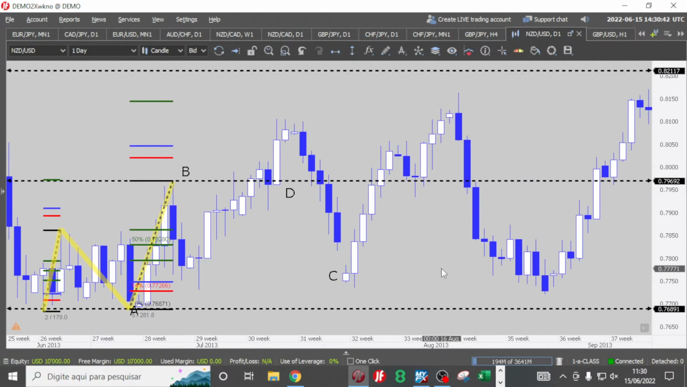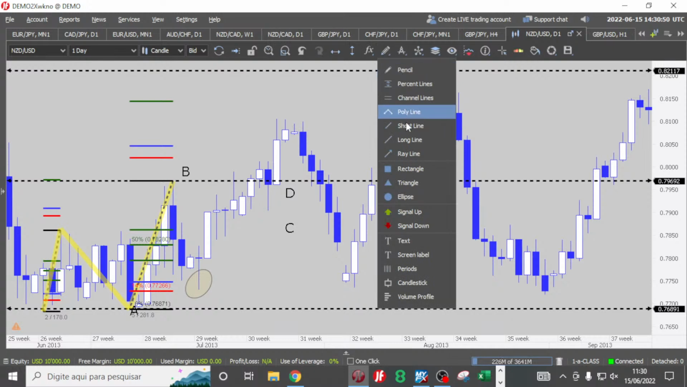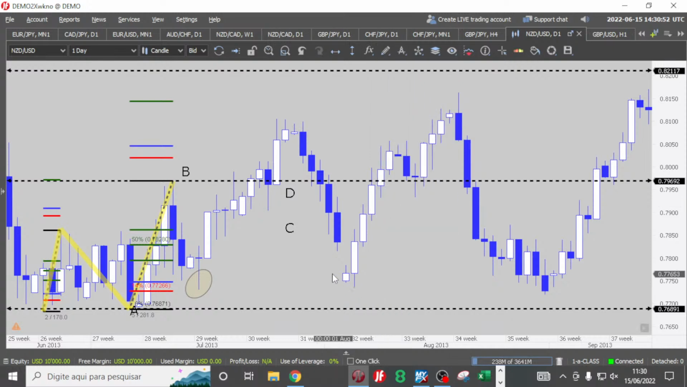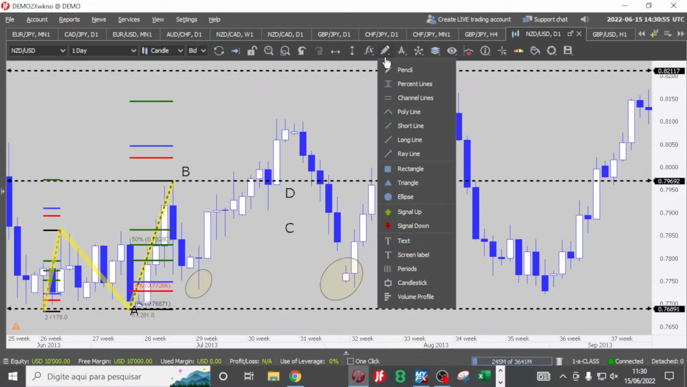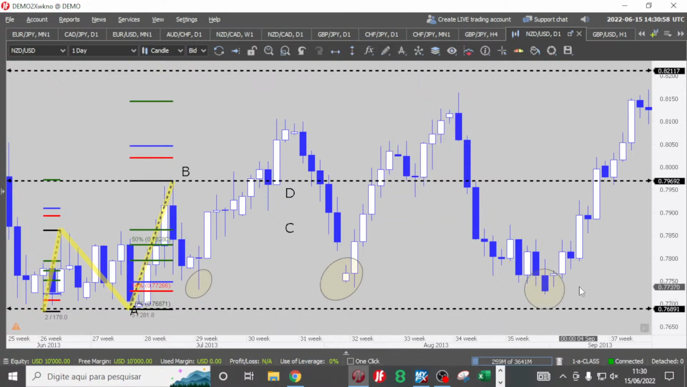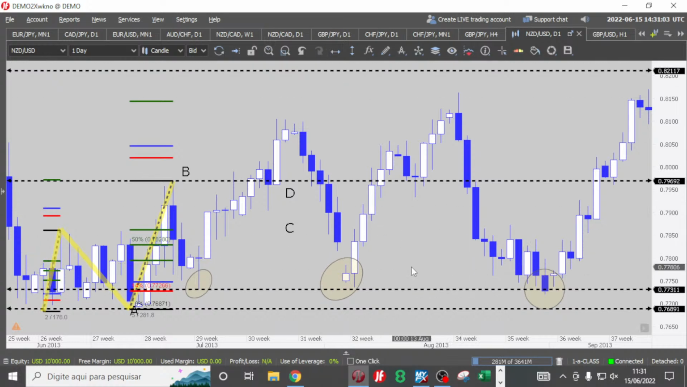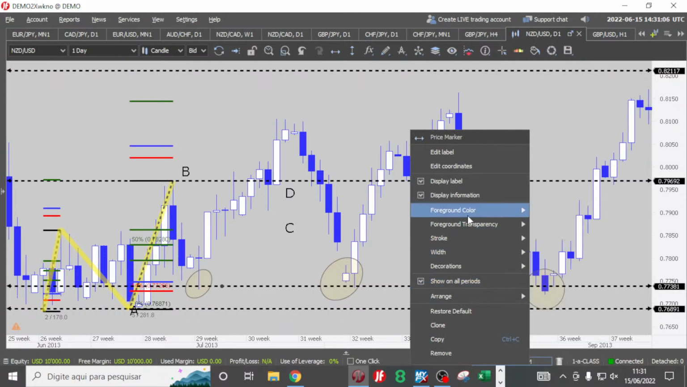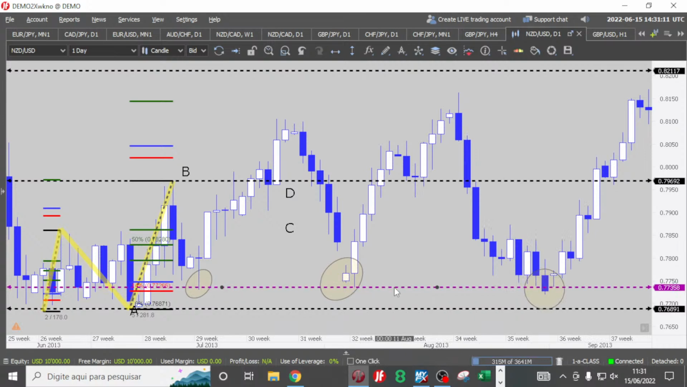Okay. Now, which one is the C, everybody? Is the first circle the C? Is the second circle the C? Or is the third circle the C? And we can draw a horizontal line, right? Horizontal line just for us to see which one is the third circle. Which one is the C, everybody? Is the first, the second, or the third circle the C?